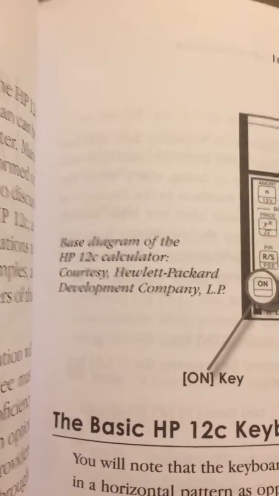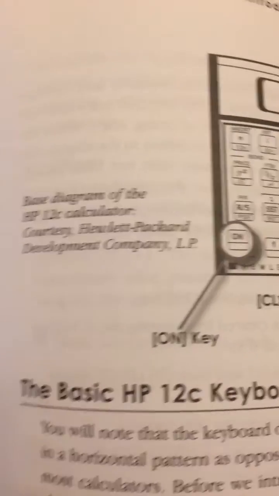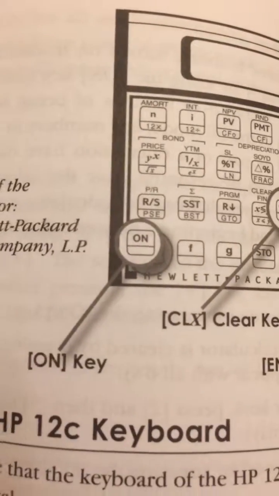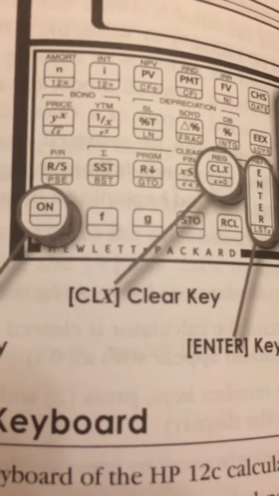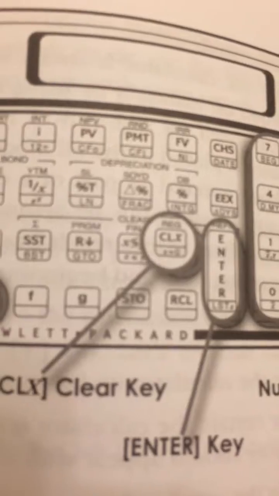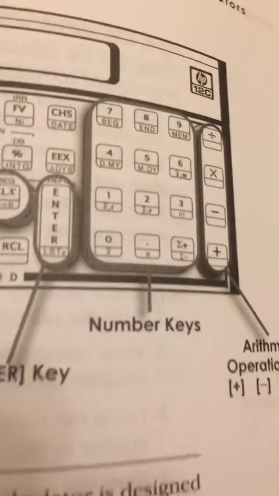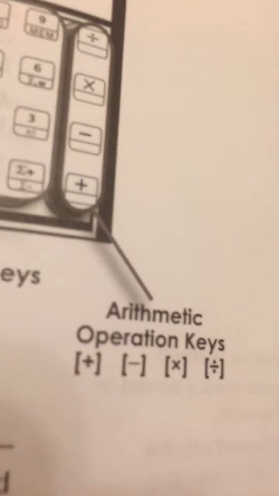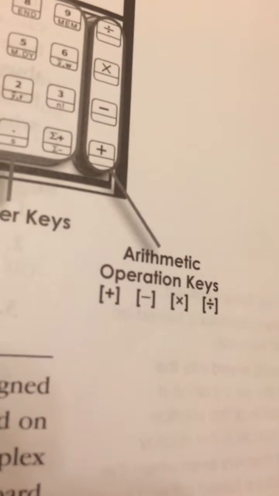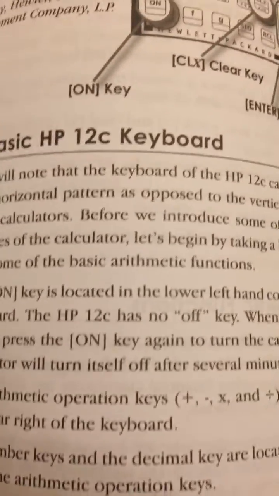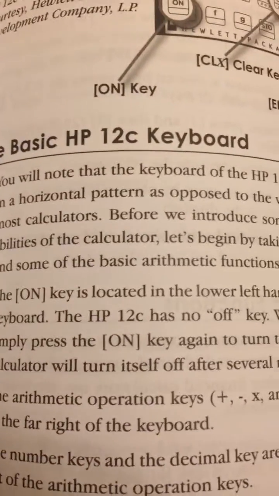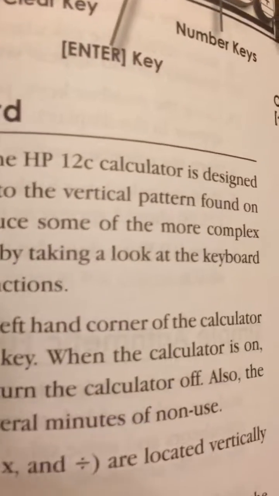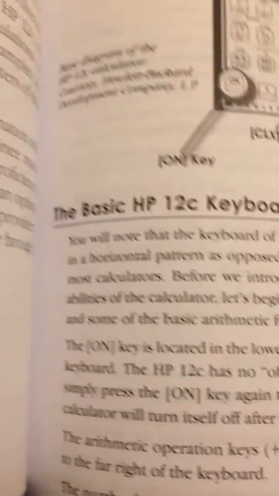Base diagram of the HP12C calculator, courtesy of Hewlett Packard Development Company. This is the on button. CLX is the clear key. This is the enter key. These are the number keys. Here are the arithmetic operation keys: plus, minus, multiply, divide. The basic HP12C keyboard. You will note that the keyboard of the HP12C calculator is designed in a horizontal pattern as opposed to the vertical pattern found on most calculators.